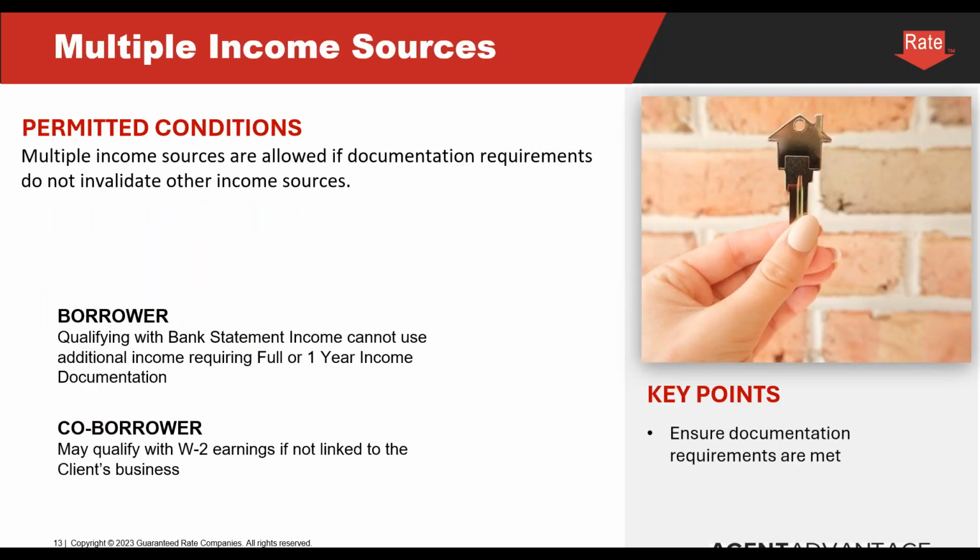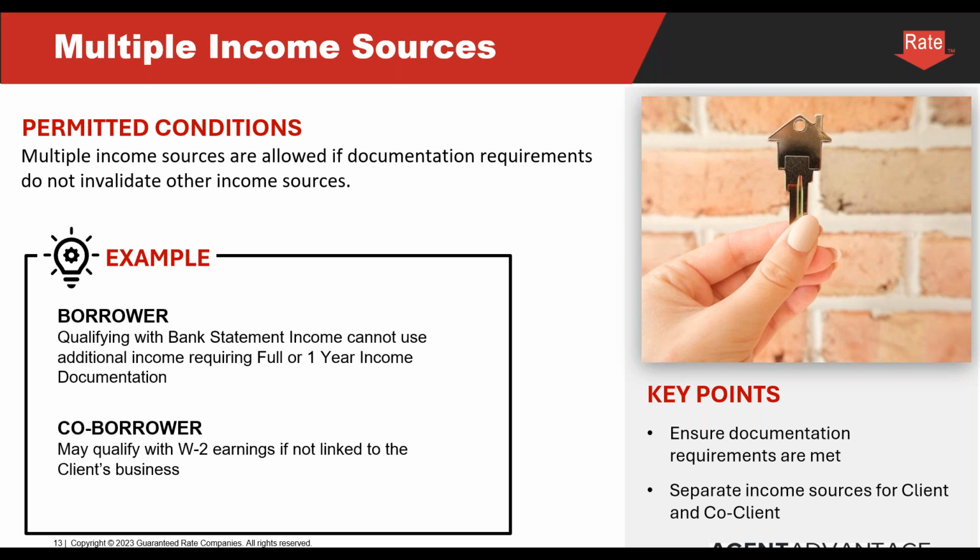Multiple income sources. So let's talk about how this works. What if I have a future home buyer and one of them works at a traditional job and gets regular W-2 wages, and then the other person's self-employed? What are we going to do with that? I don't know where to go. Well, guess what? We've got a loan for that, and it's non-QM.